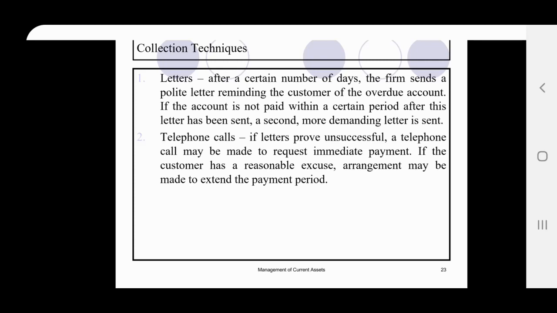Okay, for your information, this letter is called a friendly payment reminder or overdue payment reminder. You can Google the format to see further details about the letter. If the account is not paid within a certain period after this letter has been sent, a second and more demanding letter is sent.